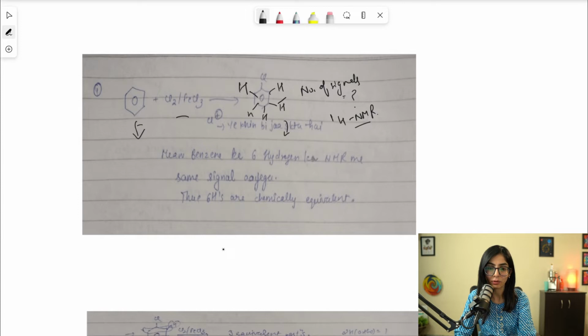First, let's just talk about benzene. How many signals will benzene give? So it has how many hydrogens? For H1 NMR, we'll be seeing only hydrogens, fine? Don't pay attention to how many carbons there are or how many functional groups there are. We only talk about H1 NMR right now, and we'll only see hydrogen. We are blind to other atoms and other functional groups.